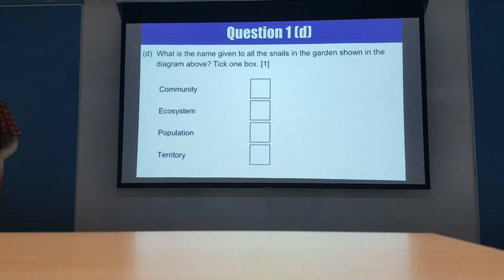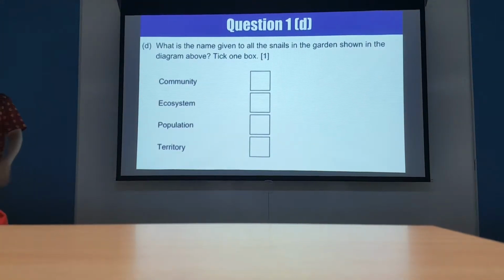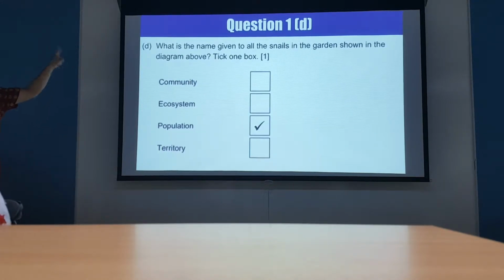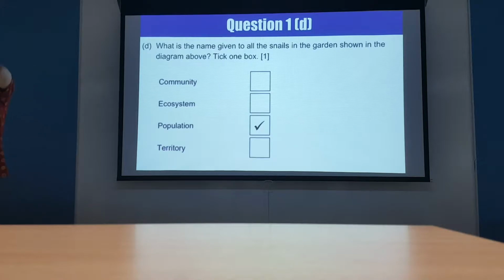Alright, part D here. What's the name given to all the snails in the garden shown in the diagram? Someone answered population. Is that correct? Yeah? So the answer is indeed a population. Why is that so? Look at the question. All the snails. What it means by all the snails here is a plural form. So that means all of the snails that you see are of the same species. Alright? So a species will form a population, and populations will eventually form a community.